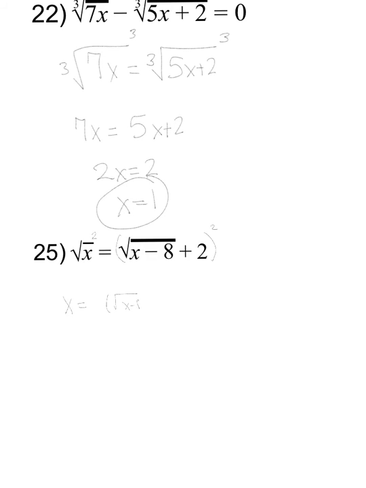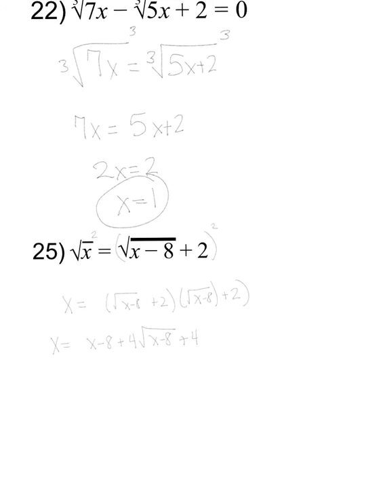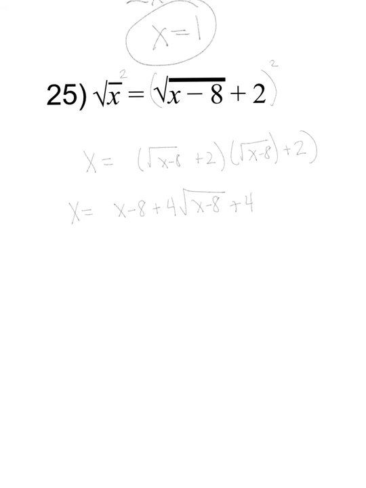So this is square root x minus 8 plus 2 times square root x minus 8 plus 2. So on the left side it's x, on the right side it's x minus 8 plus 4 square root x minus 8 plus 4. So now we're going to isolate that radical again. We're going to get everything over to the left side so the x's cancel. So I have -8 plus 4, which is -4. So 4 equals 4 square root of x minus 8. Divide both sides by 4. 1 equals square root of x minus 8. We're going to square both sides. 1 equals x minus 8. X equals 9.